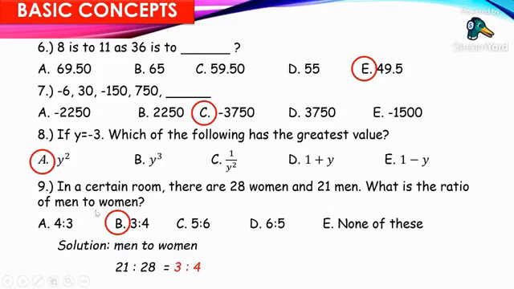So, 21 is to 28. When we reduce, the common factor is 7. 7 times 3, 7 times 4, that's 28. So, cancel 7. The answer is 3 is to 4, and not 4 is to 3. It was reversed. Yes, the question confused you.